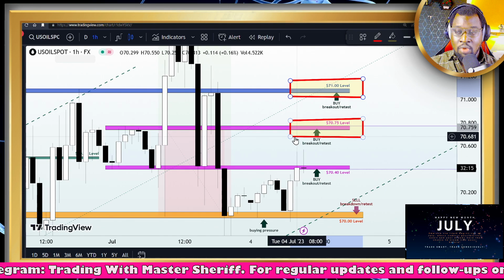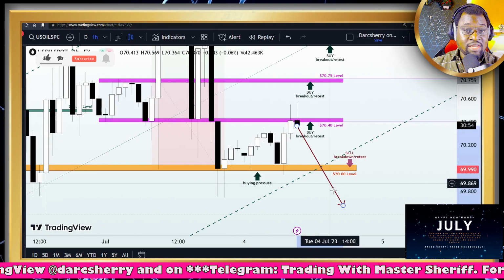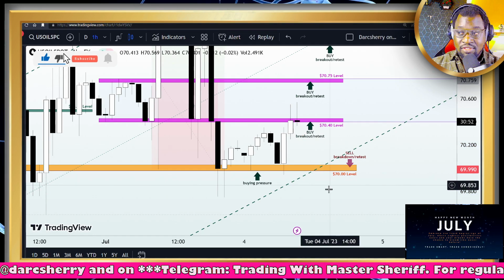And once the breakdown happens, we know how we do it. We scale down into a lower time frame, look out for a retest of structure, after which we want to be joining a trend continuation to the downside. So this is how I'm going to be selling the US oil spot for this week. So I wouldn't be selling unless we have a breakdown of the $70 level. So these are my views here on the US oil spot.